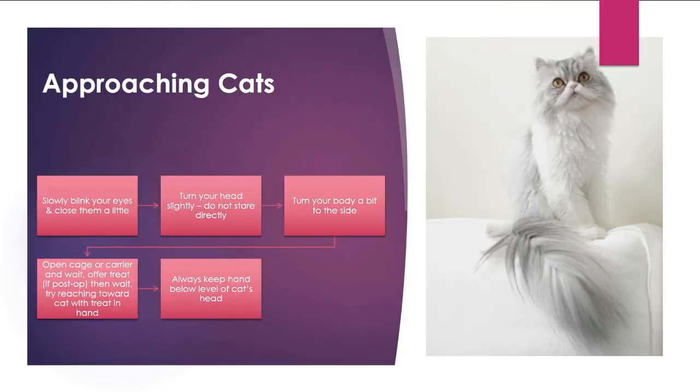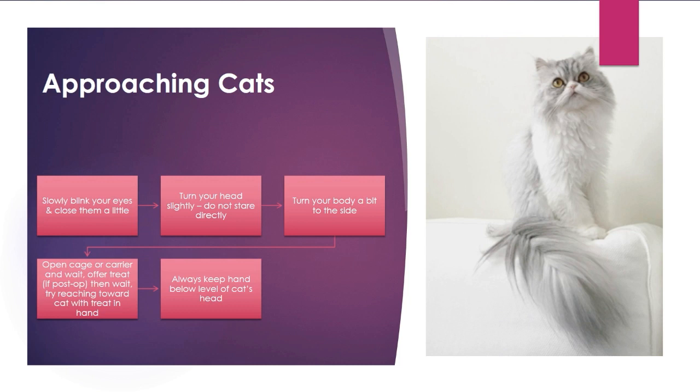So, approaching a cat. Slowly blink your eyes and close them a little. Cats do this to each other to show that they're peaceful and happy. Turn your head slightly. A direct stare and going directly at a cat is going to be perceived as a threat. Even turn your body to the side instead of facing it front on. You can open the cage or carrier and wait. If they are able to eat, offer a treat and coax them out. Just take a Temptation and break it in half. Every cat is going to go for that.